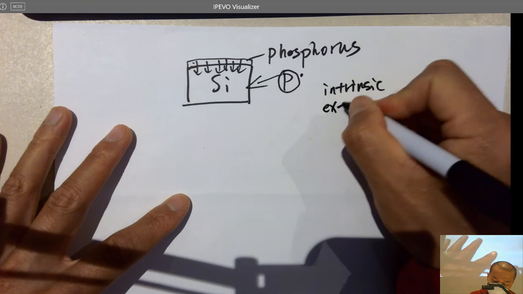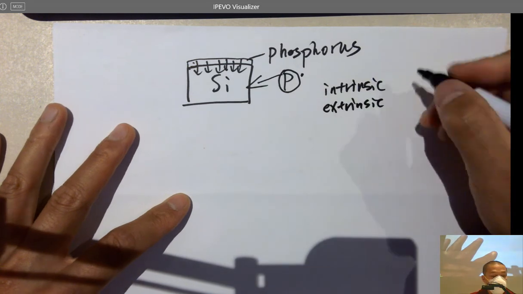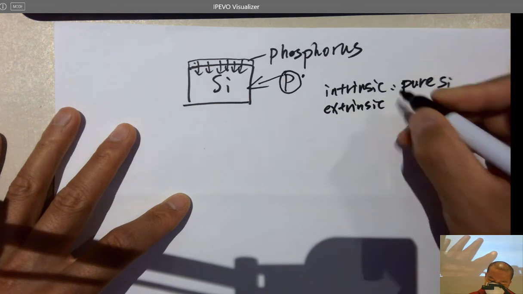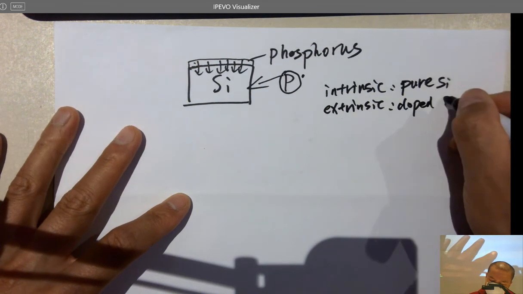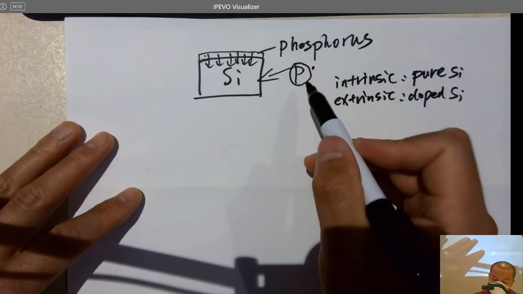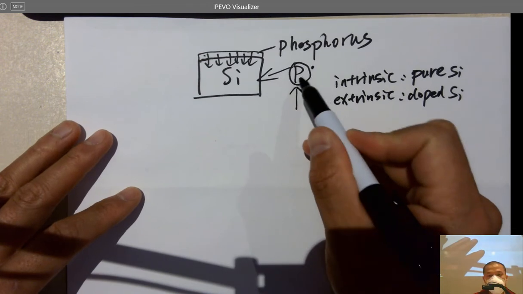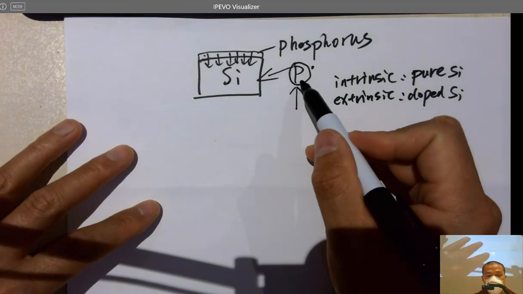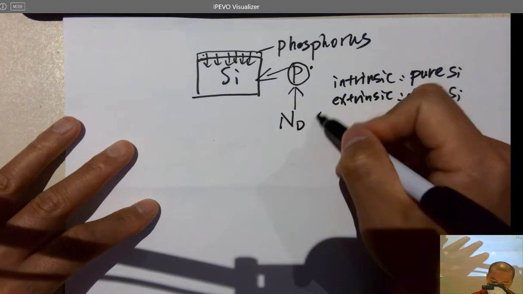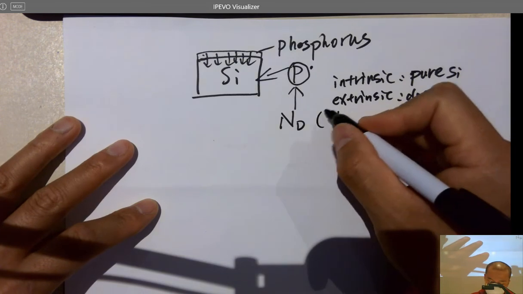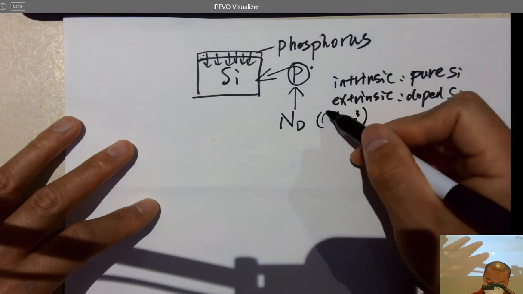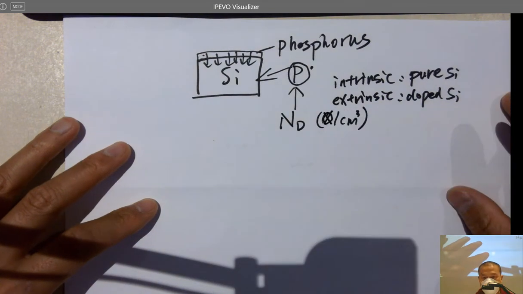Intrinsic, extrinsic. So this is just a pure silicon. This is a doped silicon. So if the concentration of this donor, that's an electron donor, that's the concentration of the electron donor. So the unit is the number per cubic centimeter, like whatever here, right? Per cubic centimeter.